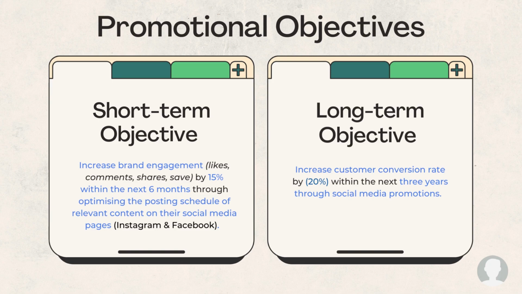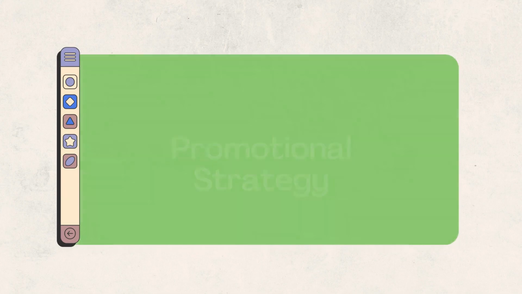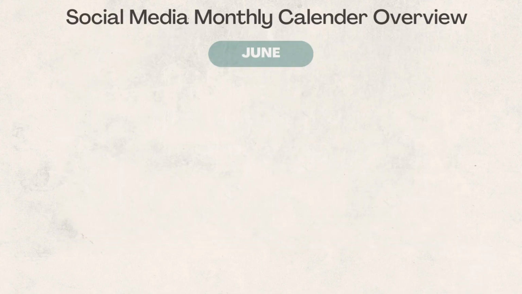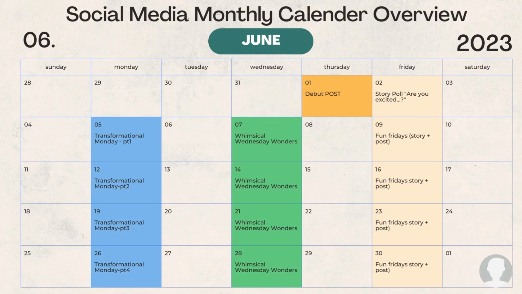Likewise, the long-term objective aims to increase customer conversion rate by 20% within the next 3 years through their social media promotions. And on to our promotional strategy. Moving on is the overview of the monthly social media calendar.